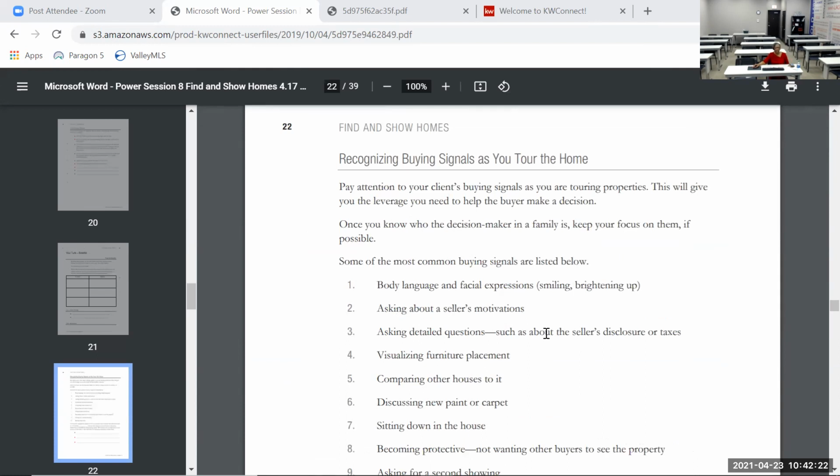Recognizing buying signals as you tour the home. You want to pay attention to what your clients are saying. Give them space though, please. Make sure that when you're touring a home, you're giving your buyers the space and the privacy that they need to have conversations among themselves. If it's a couple, or a parent and a child, or whatever the case may be, give them time to be able to walk through the house.